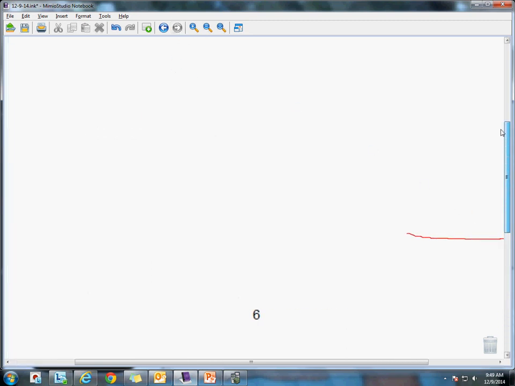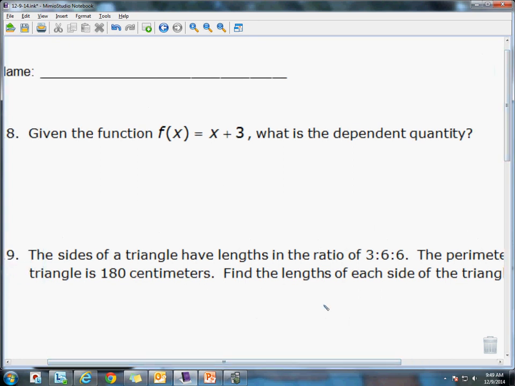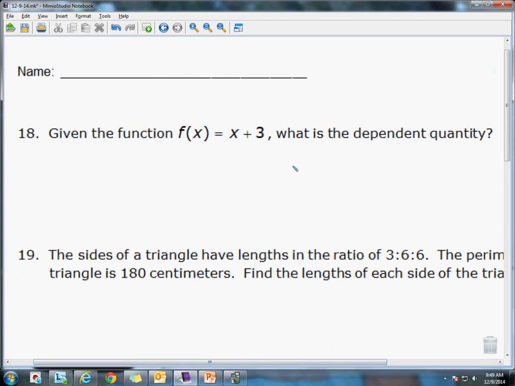All right, last page. Number 18, it says given the function f of x is equal to x plus 3, what is the dependent quantity? All you have to use here is D F I. Dependent is your f of x. F goes over your equal sign. Your I is your x. When you talk about quantities and variables, you don't care about numbers. You don't care about your constants. So dependent, have your letter D here, which we have labeled as f of x.